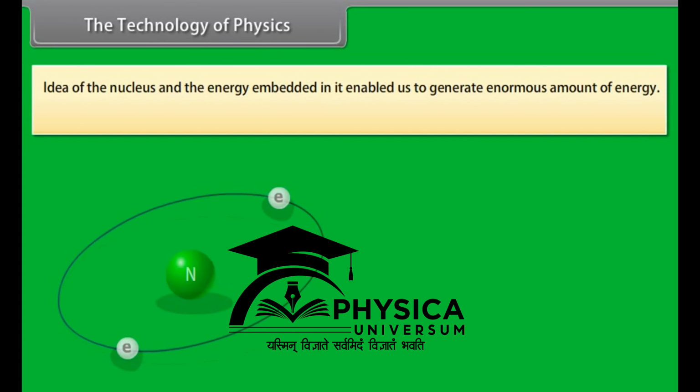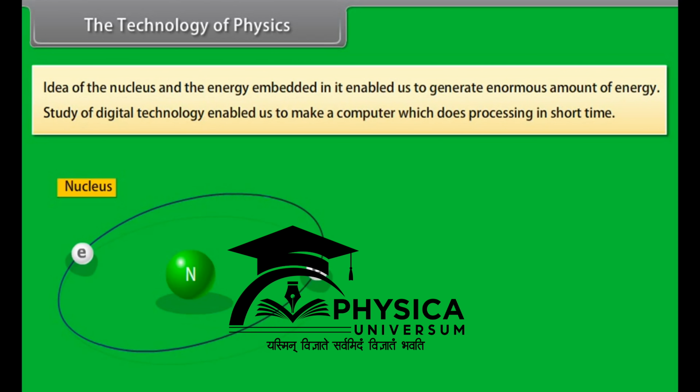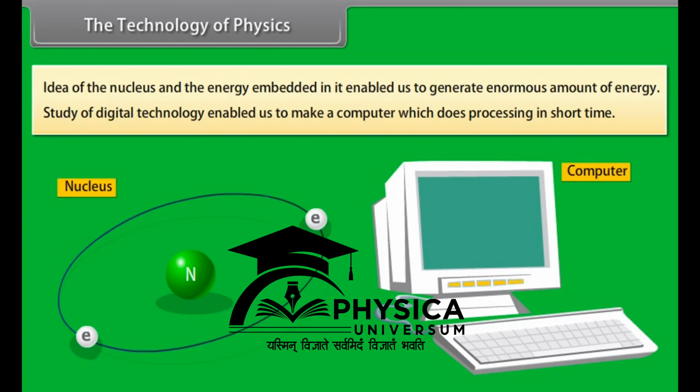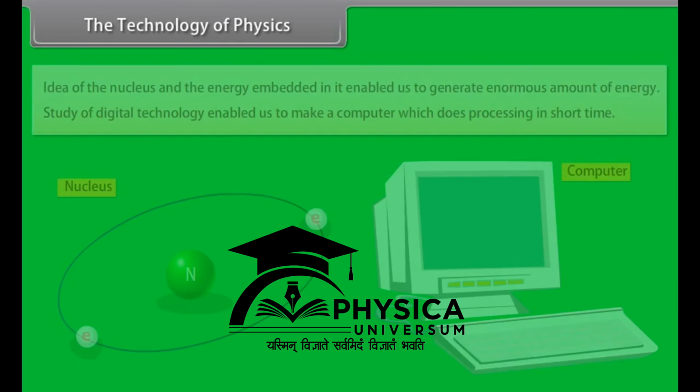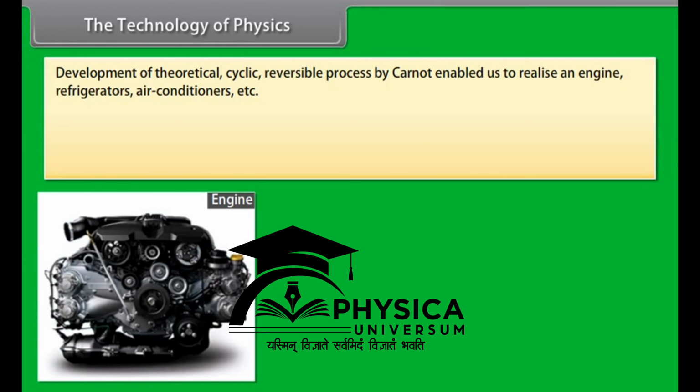The technology of physics. Idea of the nucleus and the energy embedded in it enabled us to generate enormous amount of energy. Study of digital technology enabled us to make a computer which does processing in short time. Development of theoretical cyclic reversible process by Carnot enabled us to realize an engine, refrigerators, air conditioners, etc.